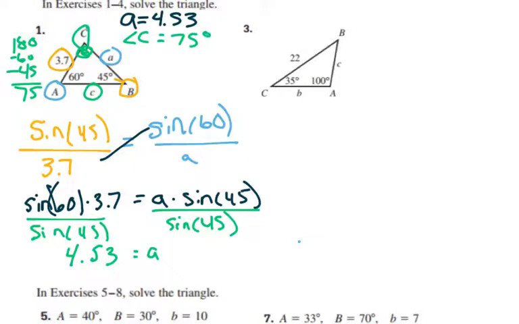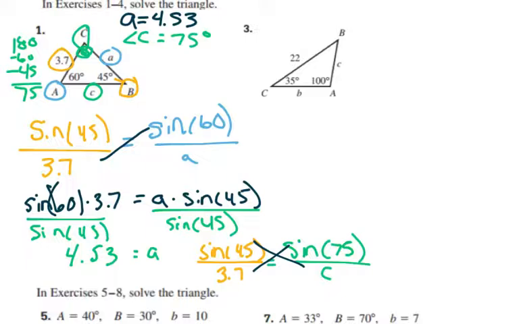And then to find our side length C, we're going to set up the same proportion as we did before, only now it's sine of 45 over 3.7, and then that's going to be equal to sine of the C value, so 75 C angle over C. Cross multiply and divide, so technically you could just cross multiply those two pieces and divide by sine of 45. So I'm going to find sine of 75 times 3.7, and then divide that value by sine of 45, and we get 5.05.